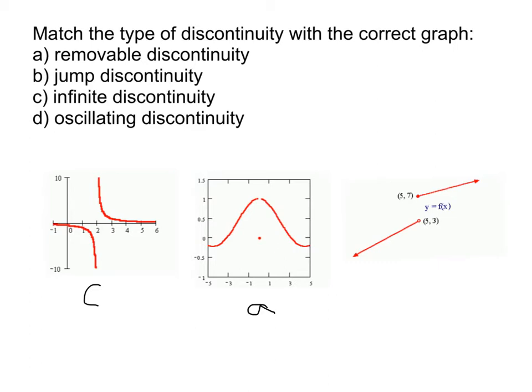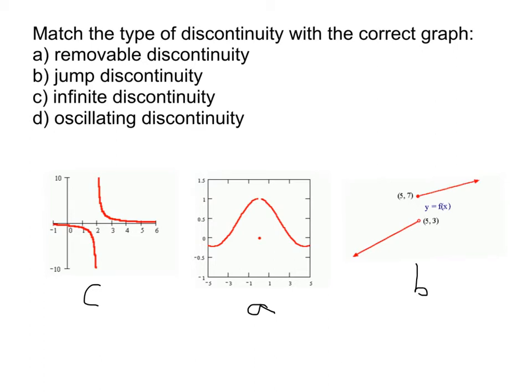And then the third graph, just those 2 lines, it goes from the left up to that point, and then it jumps up to the next line up there. So that would be the B jump discontinuity.